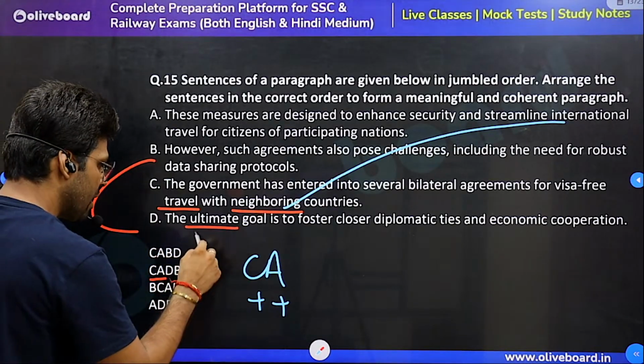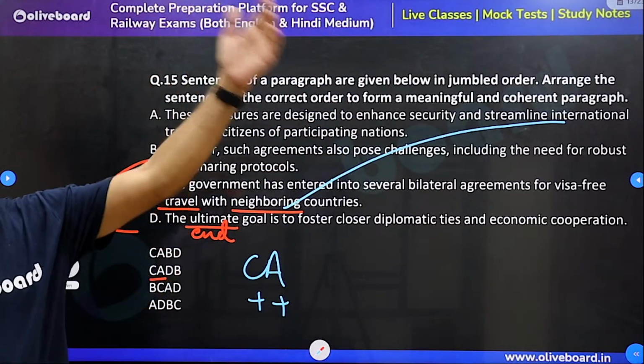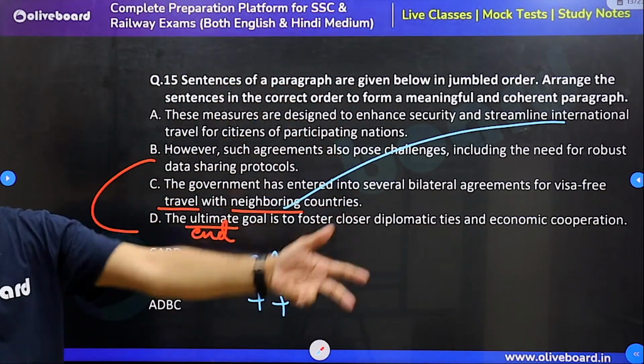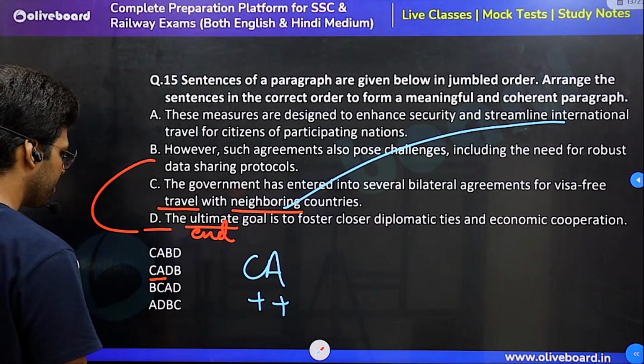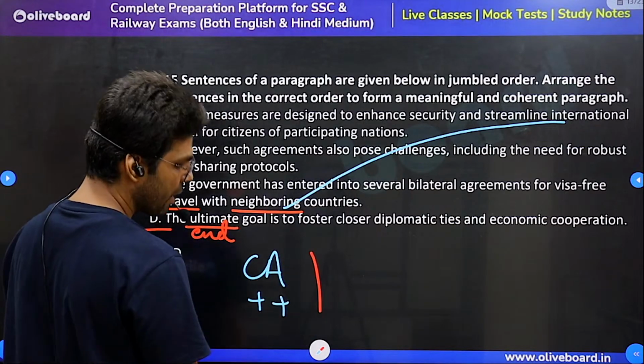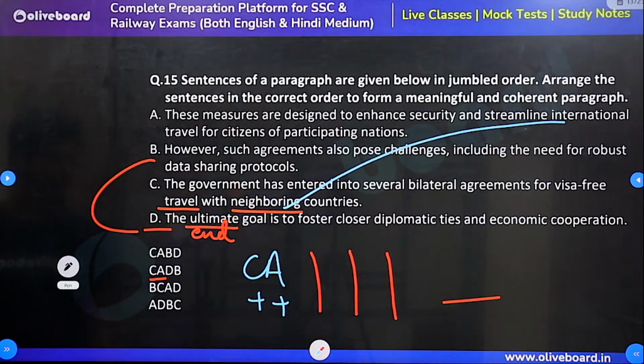So the end goal is, you know, the value or the meaning of the word ultimate. I would say, and I think you would say, D is the last one. Whatever happens, the government has made some agreements. They are good, but they have some problems. But the end goal is ultimately that should happen. The last goal is to foster closer diplomatic ties and cooperation. However, there are some problems, but the end goal is, so the last one should be D, not B.